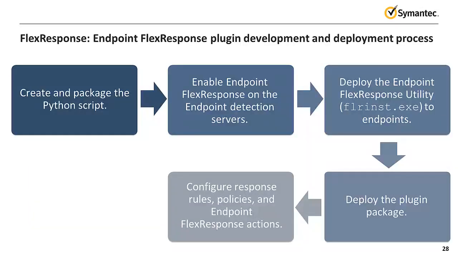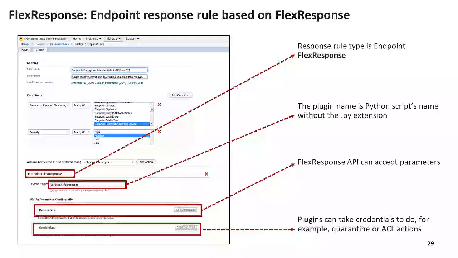This diagram outlines the step-by-step process for installing and deploying FlexResponse plugins. First, create and package the Python script, then enable Endpoint FlexResponse on the endpoint detection servers. Deploy the Endpoint FlexResponse utility to all endpoints. Deploy the plugin package. Then configure response rules, policies, and Endpoint FlexResponse actions. Here's an example of configuring a response rule using an Endpoint FlexResponse plugin through the Enforce web interface.